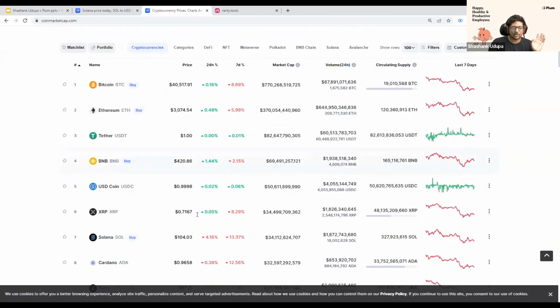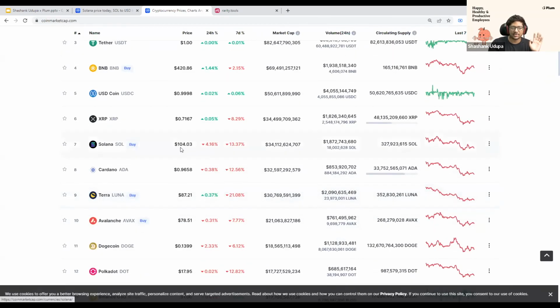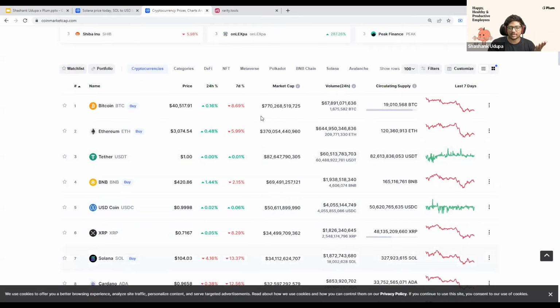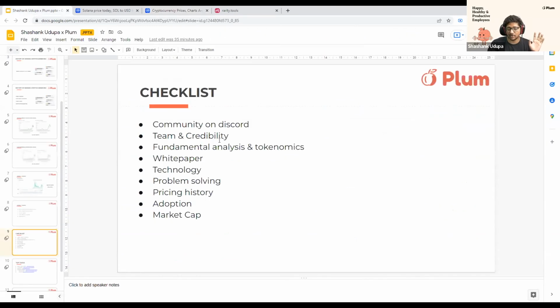So don't look at Dogecoin and say, I'm going to become a multimillionaire, or Solana is going to go up to $1,000. For that to go up to $1,000, it has to literally come close to Bitcoin and Ethereum. Very difficult, right? So keep an eye out on all of this.